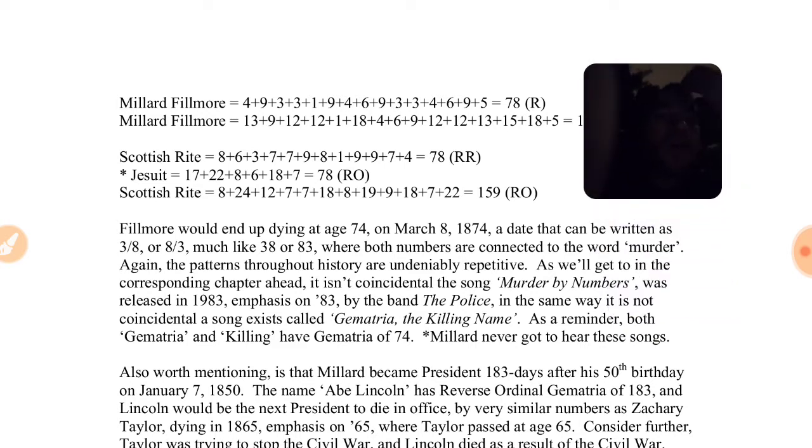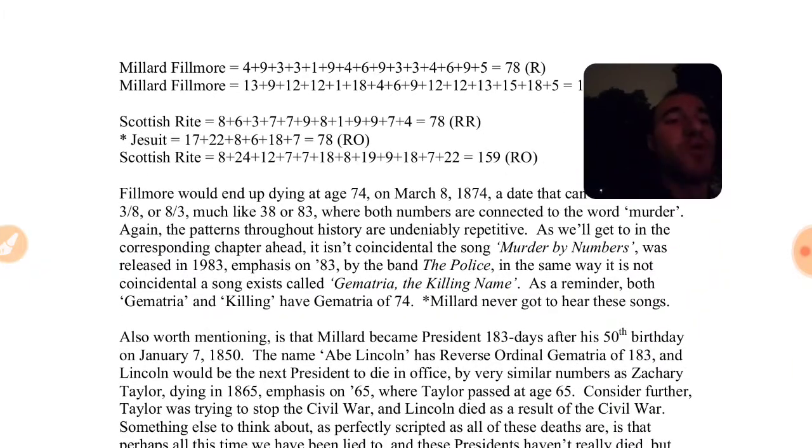Fillmore would end up dying at age 74 on March 8th, 1874, a date that can be written as 38 or 83, much like 38 or 83, where both numbers are connected to the word murder. Again, the patterns throughout history are undeniably repetitive.